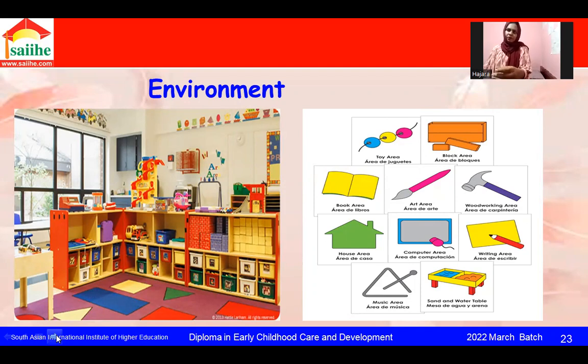Labels are very important. For example, toy area, block area, books area, art area, woodworking area, house area, computer area, writing area, music area, and the sand and water table, also for the outdoors. A fun environment is very much needed for children to experience and explore themselves through socialization with other kids.